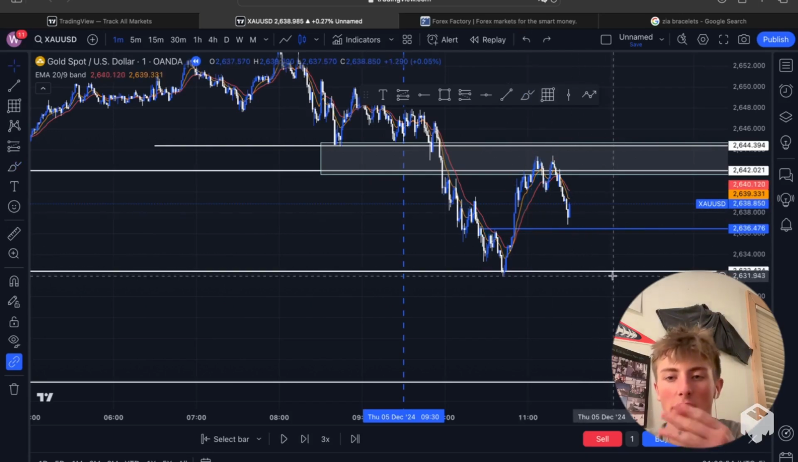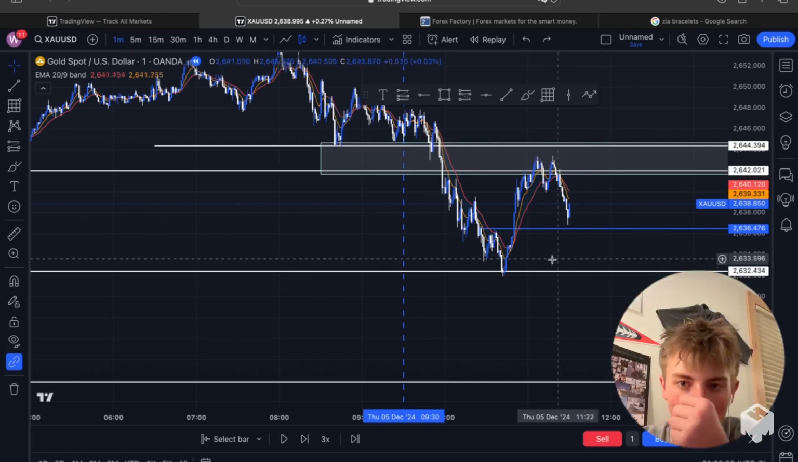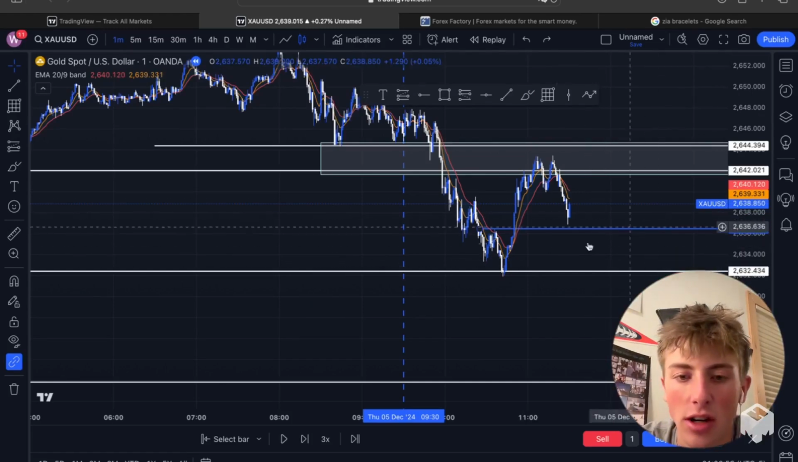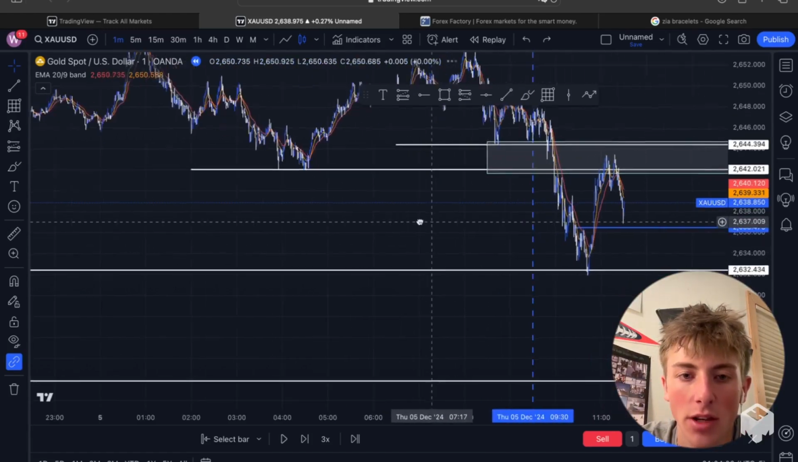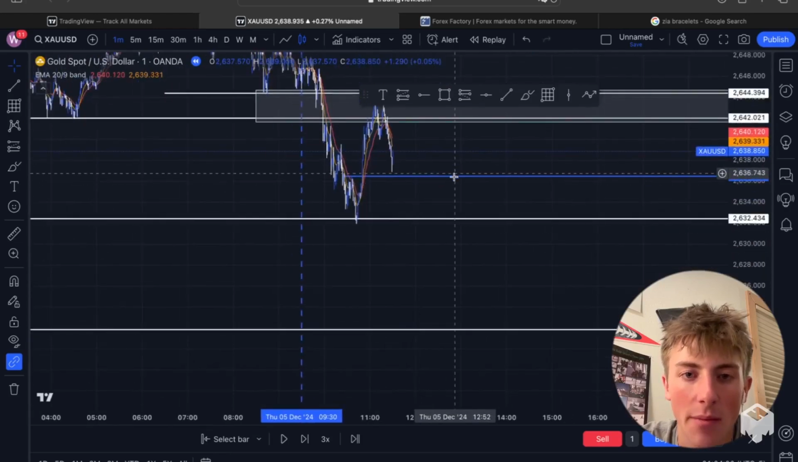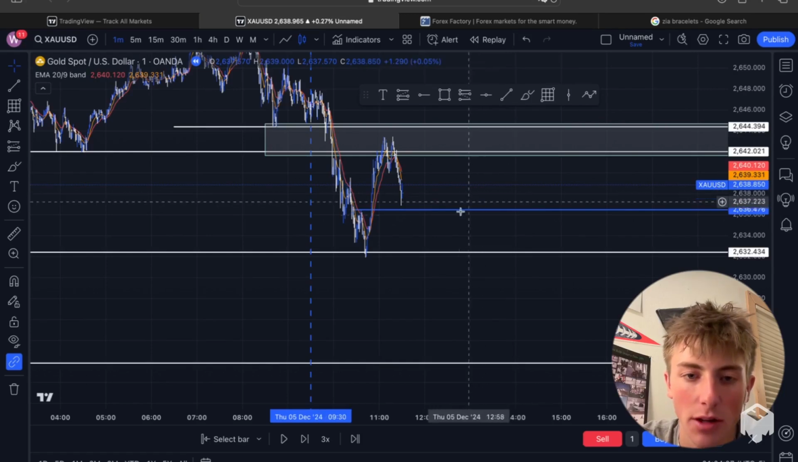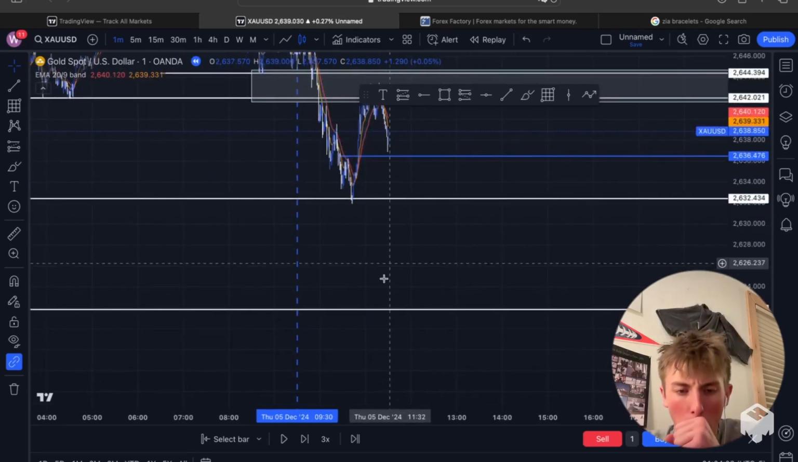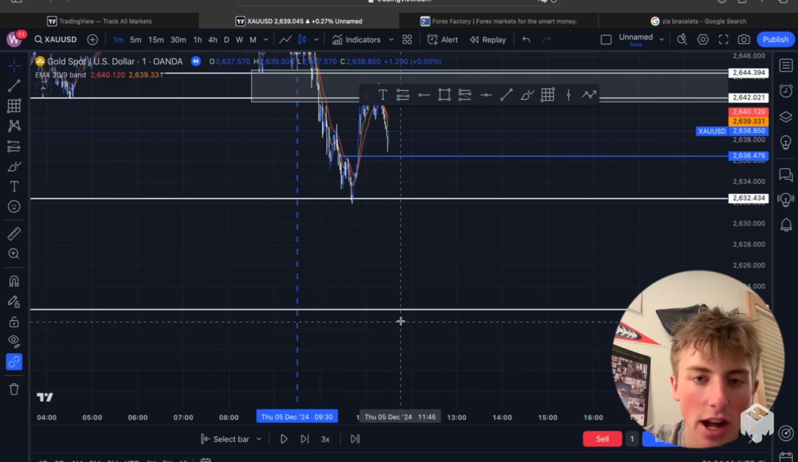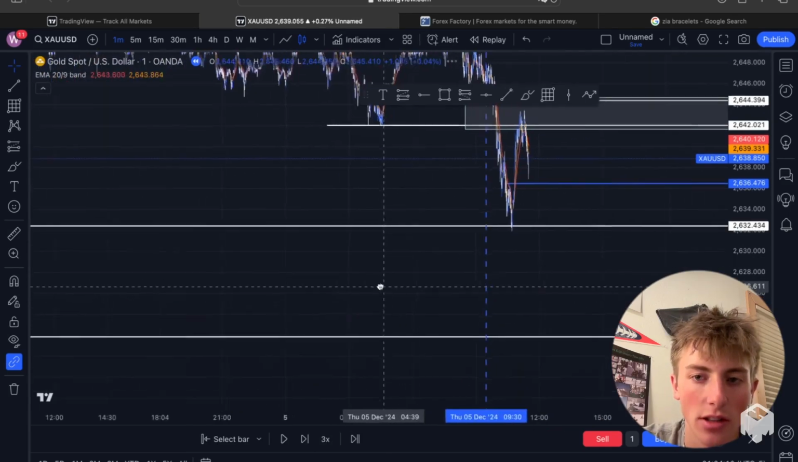Sometimes, obviously, it's not always going to go your way. If it always went your way, you'd be making a lot of money and this trading stuff would be easy. So yeah, that didn't happen. I didn't take a trade, which honestly I'm happy with. It's good discipline. And then as you can see now, the strategy works. There's sweeps and all that.